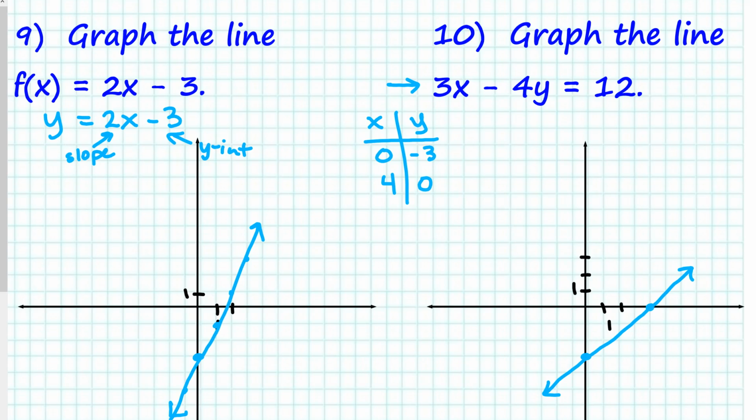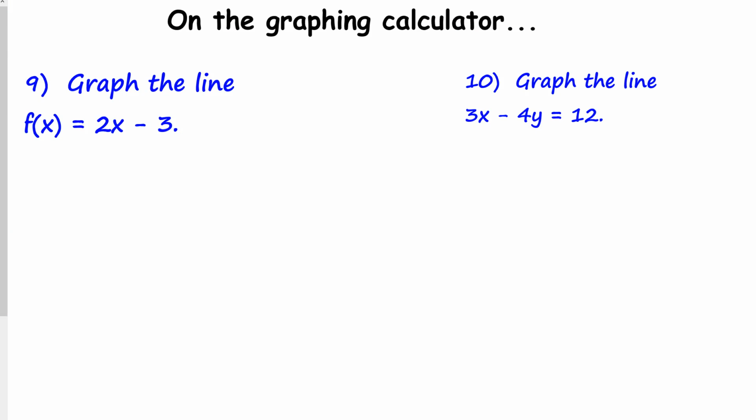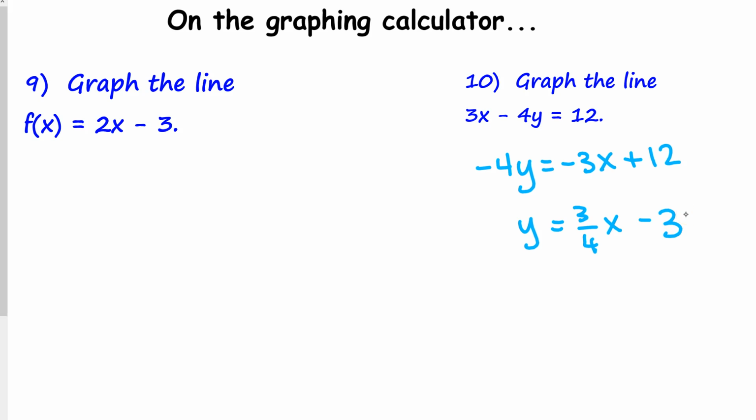Now, to finish off, what if we want to use our graphing calculators to graph these? So for number 9, it's really straightforward, but I'll show you how. And for number 10, well, your calculator needs you to change it into y equals mx plus b form. So what you're going to have to do is subtract 3x from both sides. You would have to do this with paper, pencil before you get started on your calculator. And then divide both sides by negative 4. And then you'll be able to type it into the calculator.